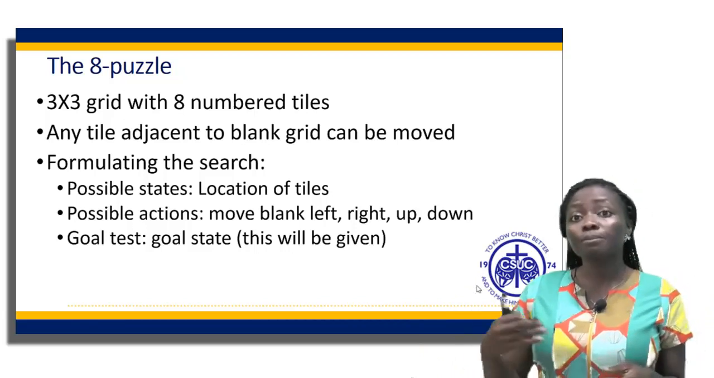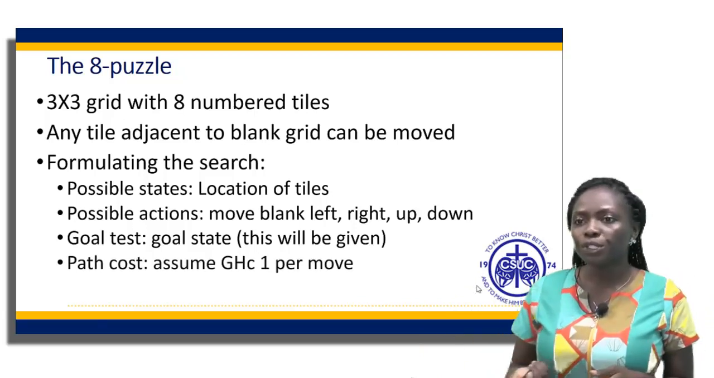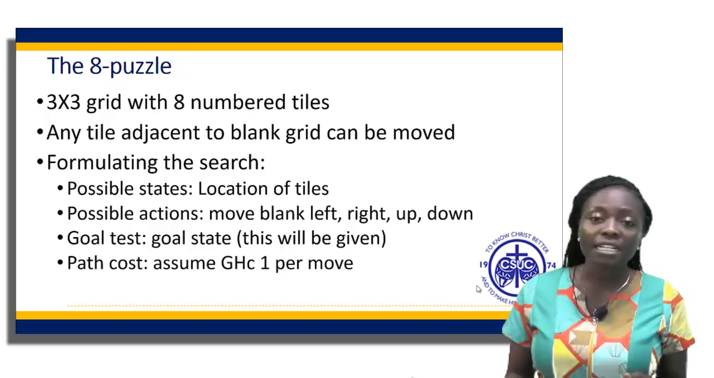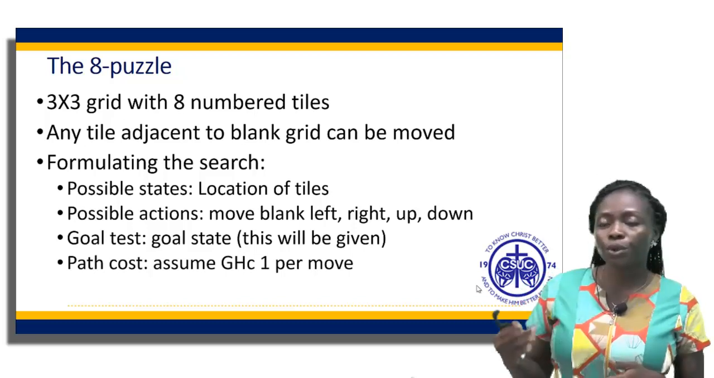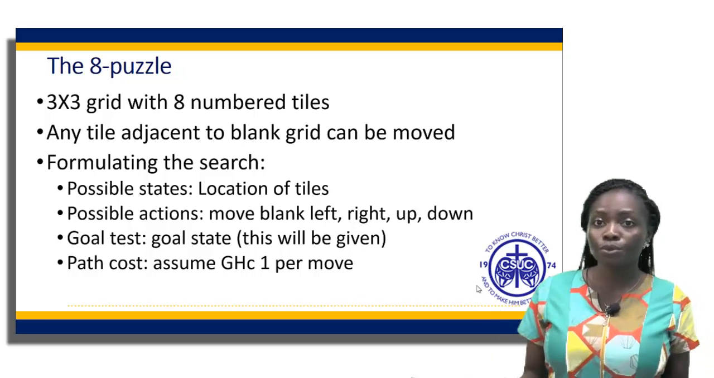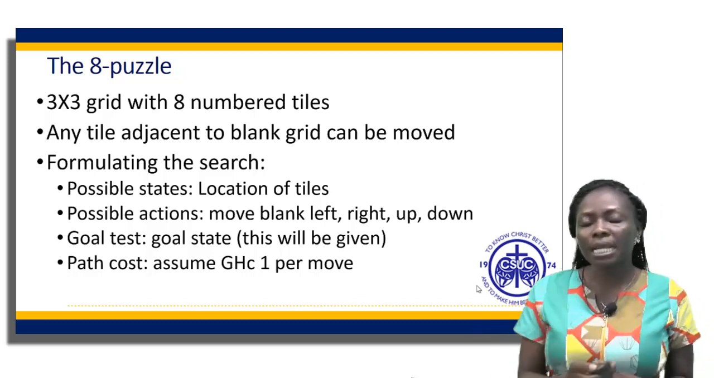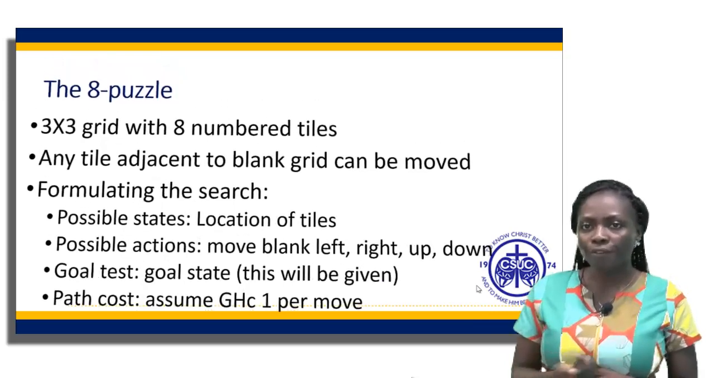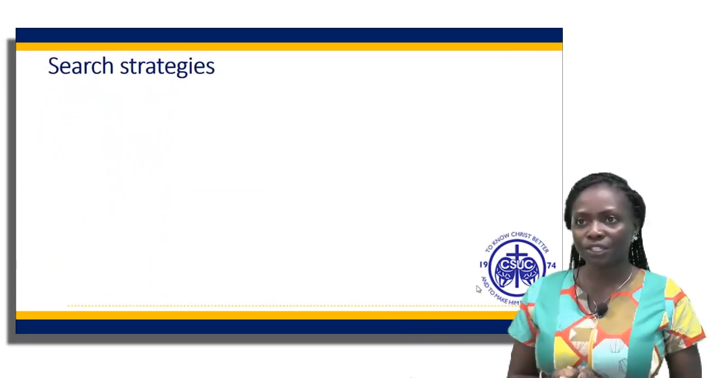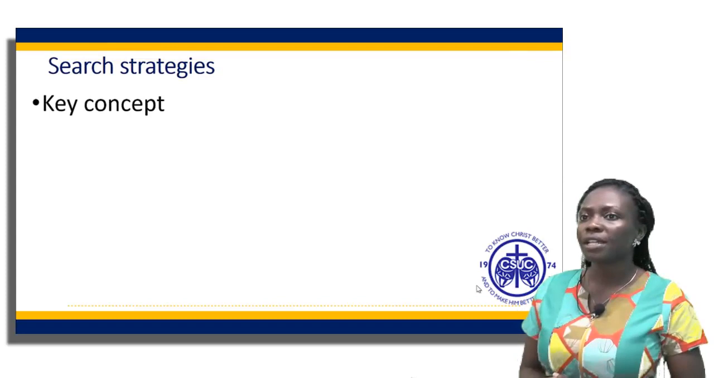And that goal test will be the specific order for which we have chosen. Again, we can assume that our path cost is going to be 1 Ghana Cedi per move. Depending on the number of moves we make, we can calculate the total cost of carrying out that search. Now let's look at search strategies.